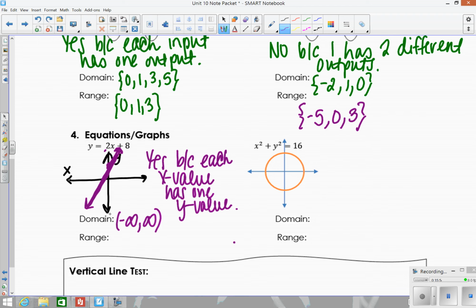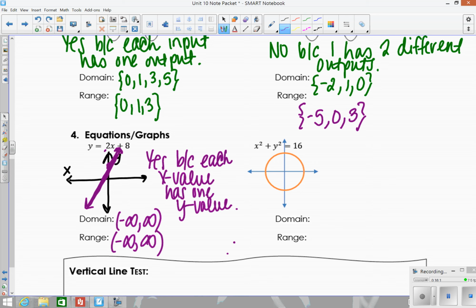Well, you can include every single y value. This is a line, so it's going to keep getting smaller and keep getting larger in terms of y. So the range is also going to be negative infinity to positive infinity. This just keeps on going.